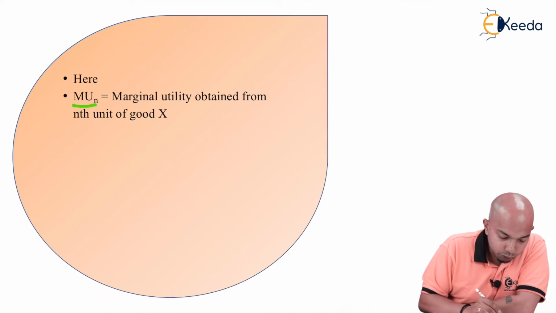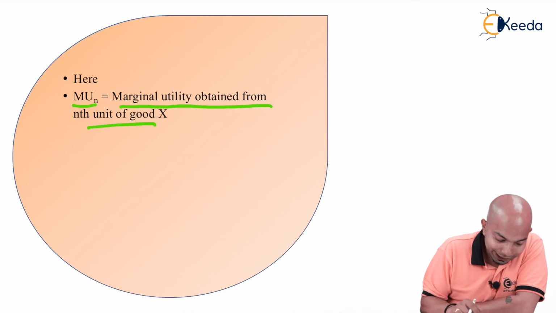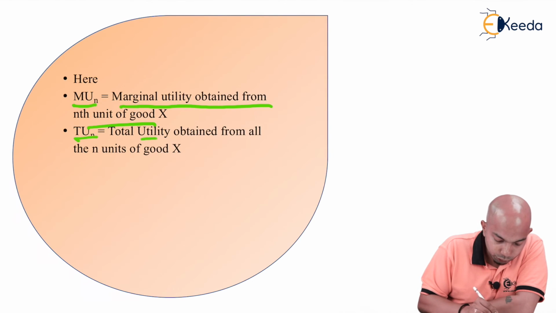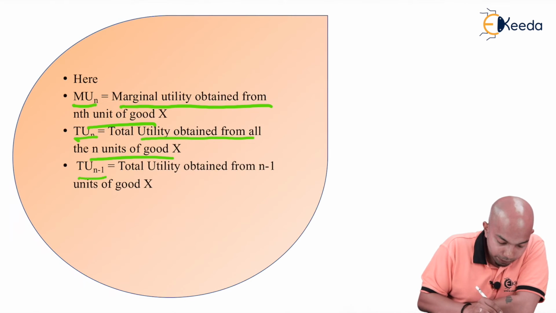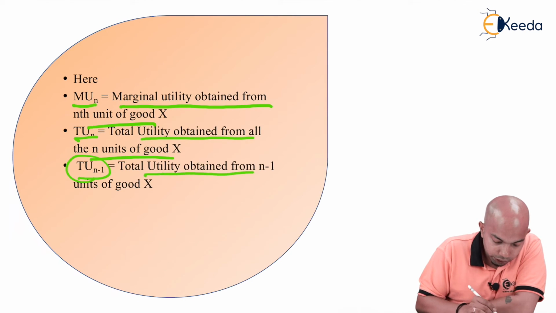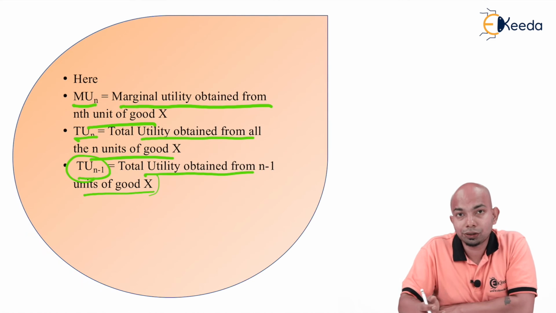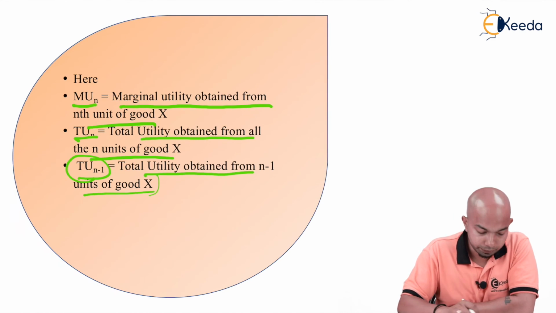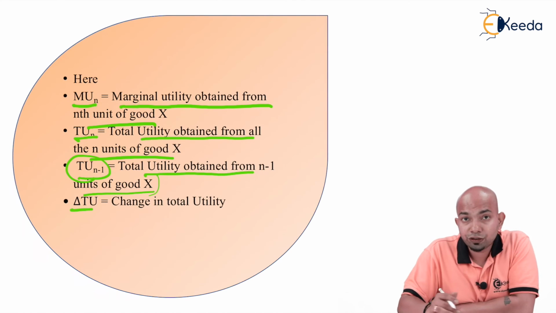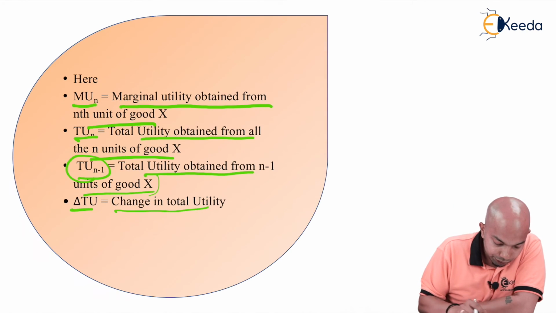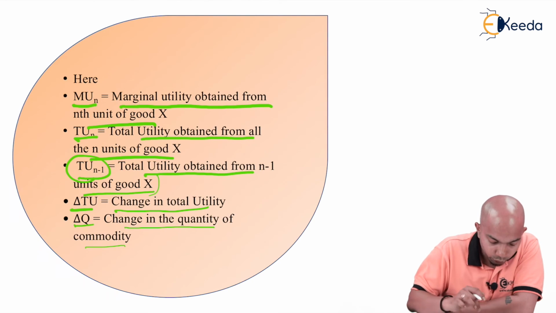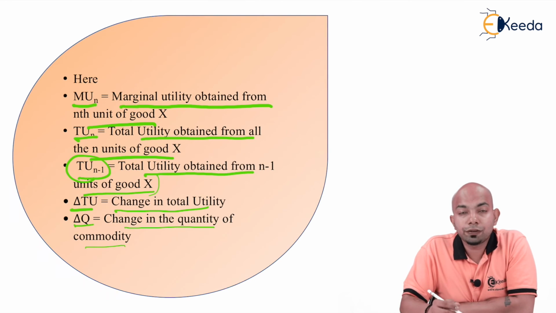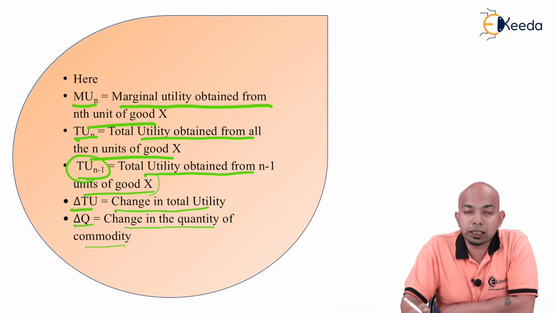Here MU stands for the marginal utility obtained from the nth unit that we have explained. TU stands for the total utility obtained from all the n units of goods X, and TUn minus 1 stands for total utility obtained from the n minus 1 units, that is excluding the additional unit that you have consumed. Now delta TU in the other formula stands for change in total utility. Delta Q stands for change in the quantity of a commodity. That means if it was 10 units earlier and now it has gone to 11 units, that is one additional. So change in quantity is what? 1 unit.